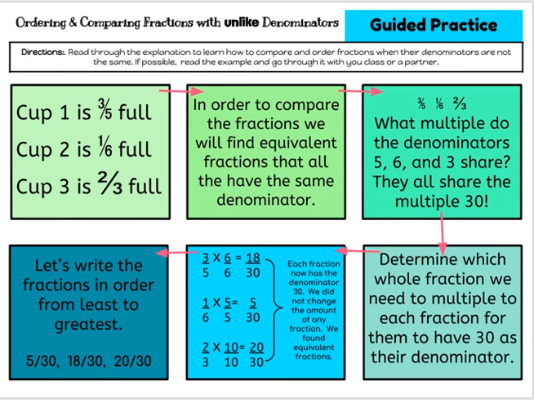So let's write the fractions in order from the least to the greatest. So we know that 3/5 becomes 18/30. 1/6 becomes 5/30. 2/3 becomes 20/30. And then we label them in order. And then you can use that to determine which one of your fractions go in order from the least to the greatest.